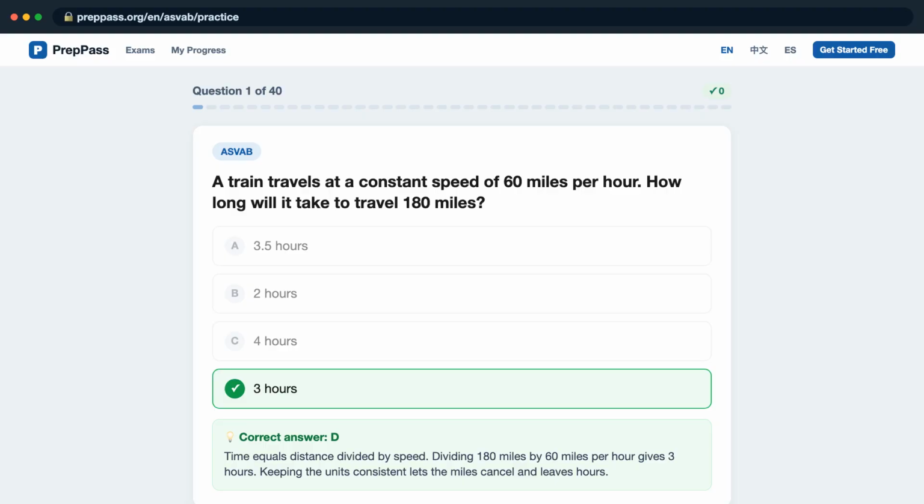Dividing 180 miles by 60 miles per hour gives 3 hours. Keeping the units consistent lets the miles cancel and leaves hours.